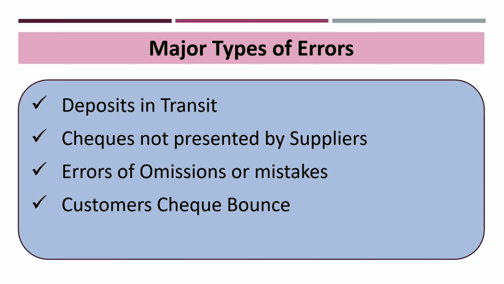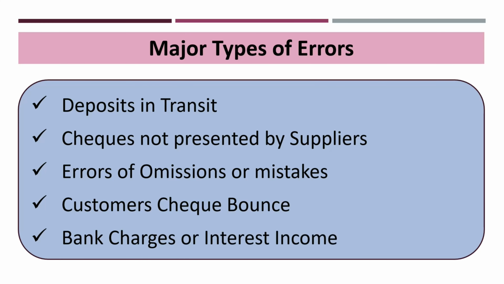Then customers' check bounce. So we have deposited one check from our customer to our bank account. That check is bounced. We will not be notified until we get our statement from the bank. So at the end of the month, when we are going to reconcile, we see that in the bank statement this check is bounced and we did not pass the check bounce entry. So this also could be a reconciliation item.